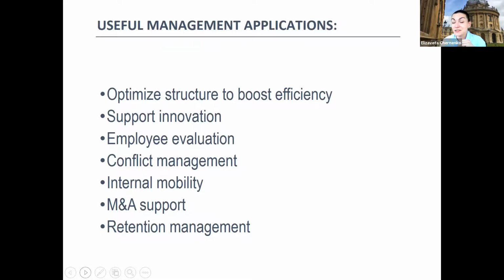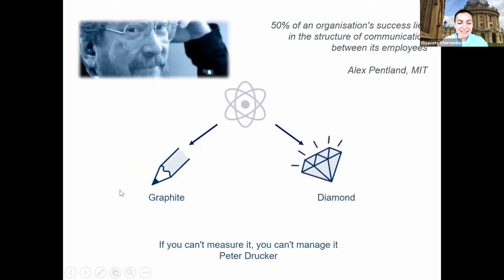Internal mobility is just another example. If someone is leaving the organization and you need to find a replacement, network analysis may really help you. M&A, mergers and acquisitions, project support, retention management. So there are many, many examples. If you're interested in any of those, just let me know and I'll pay more attention to that.